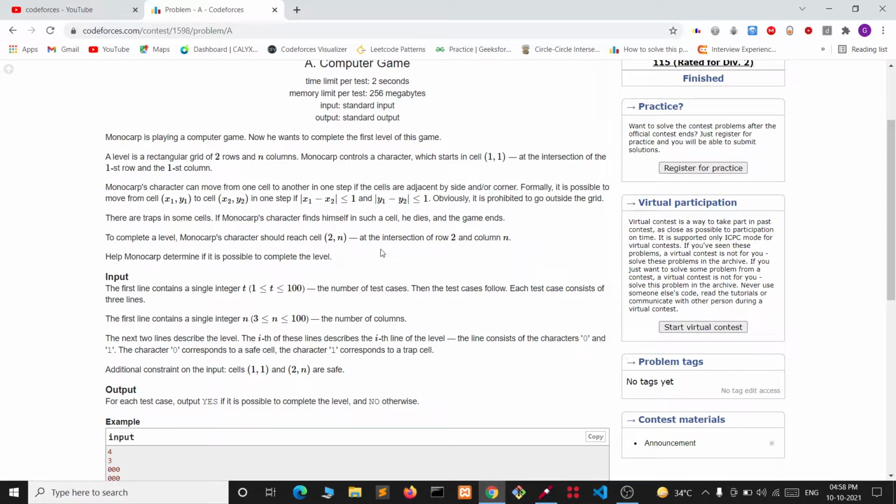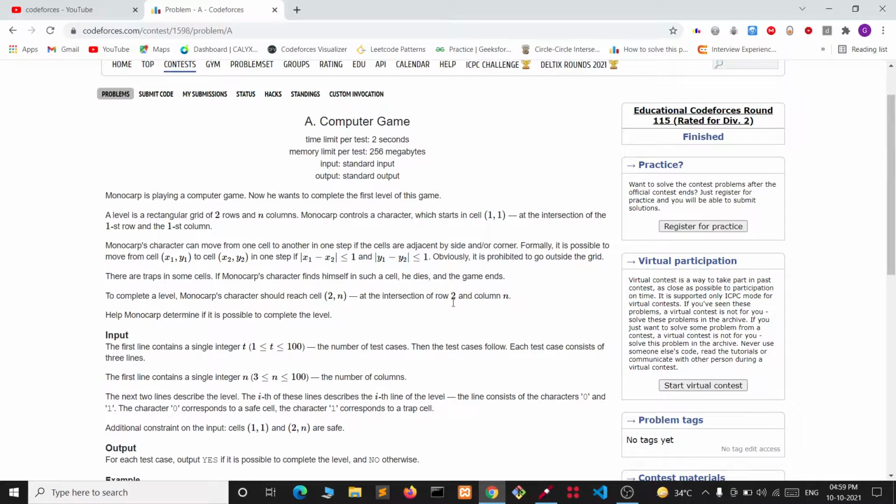In the problem statement we are given a grid of size 2 cross n, and each cell of the grid can be either a 0 or a 1. If it is 0 then we can go to that cell, and if it is 1 then we cannot go to that cell. Now what do we want to do?